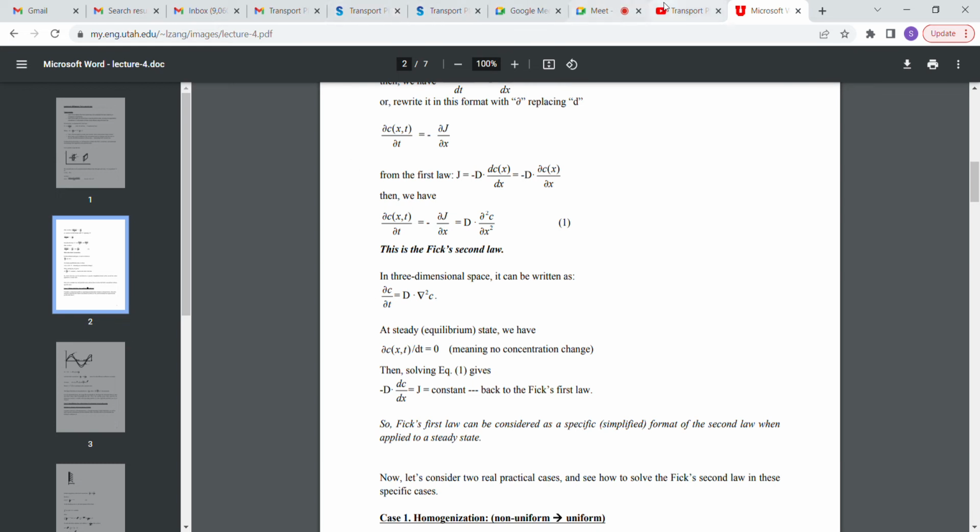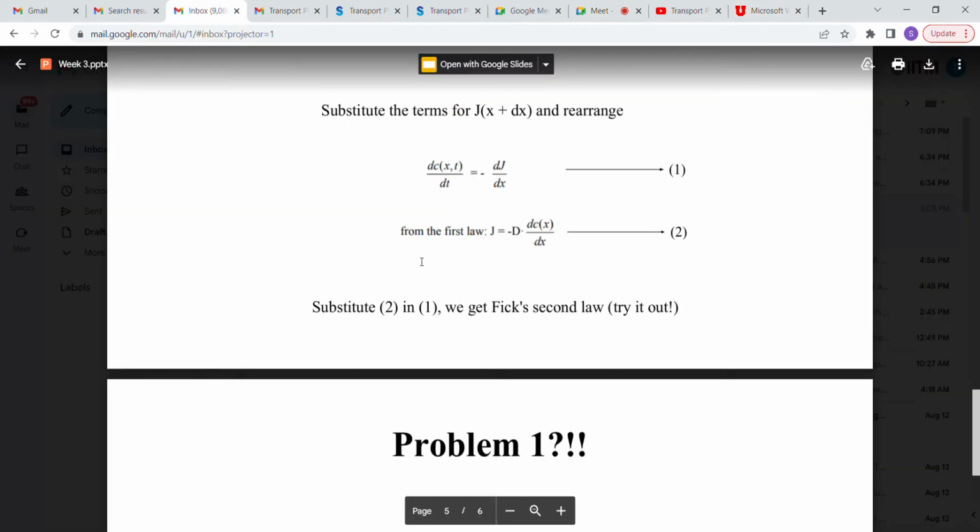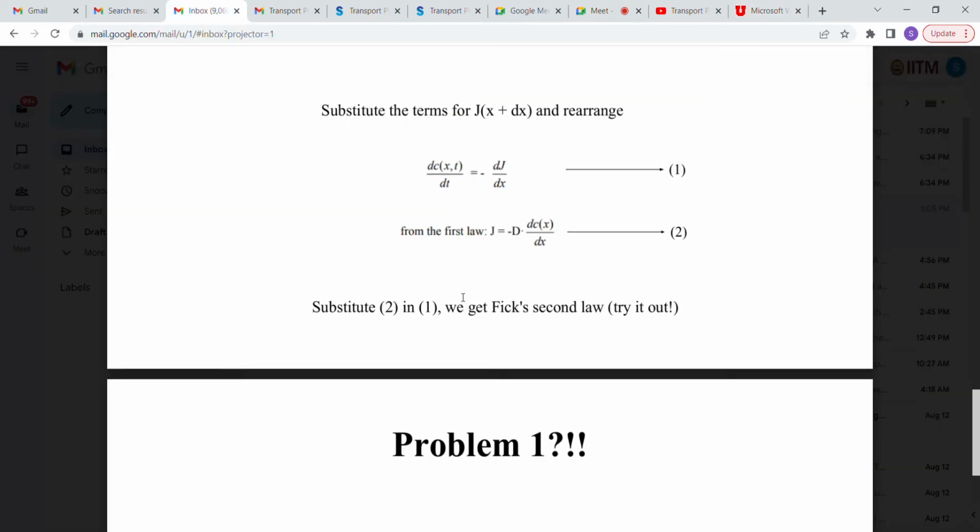So basically, it's actually the reverse of what we did to arrive at Fick's second law. dj by dx, we know that j is equal to minus D dc by dx at a point x. So dj, if you substitute for j here, and this becomes 0, and if you rearrange everything, this becomes Fick's first law. So that's how you go about it.